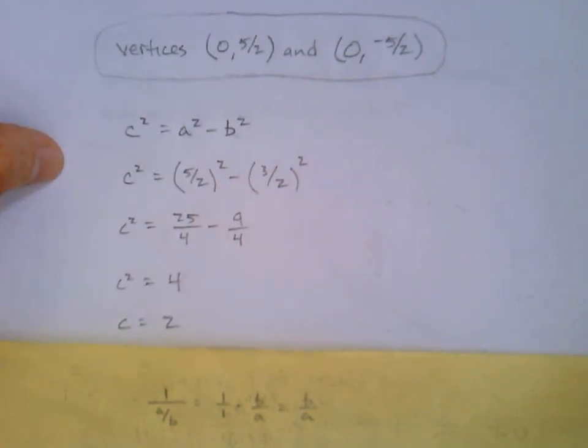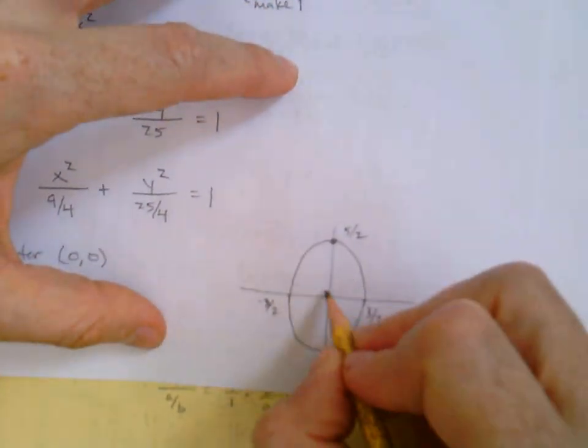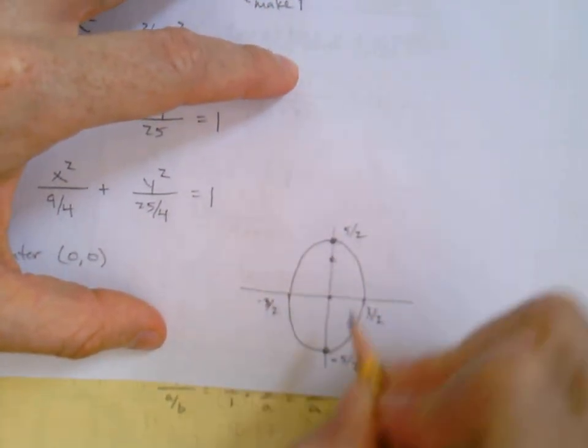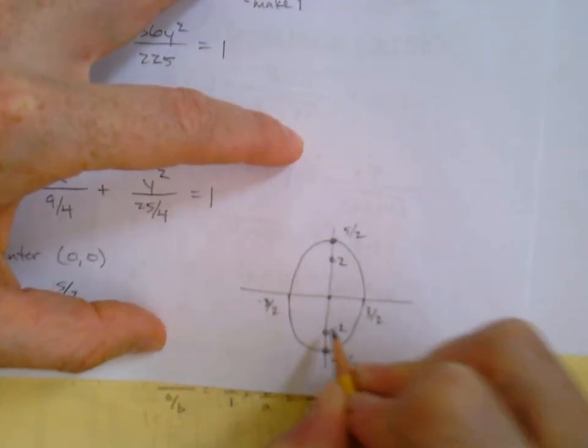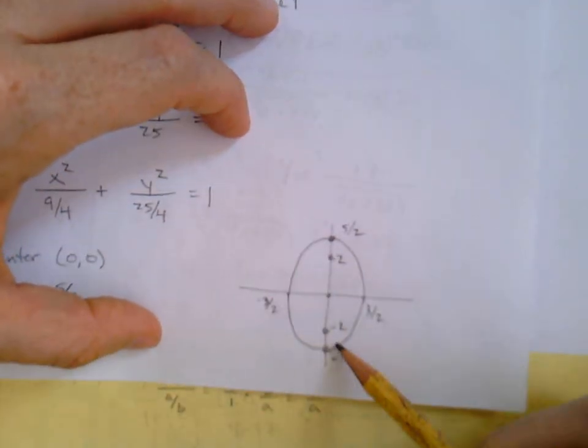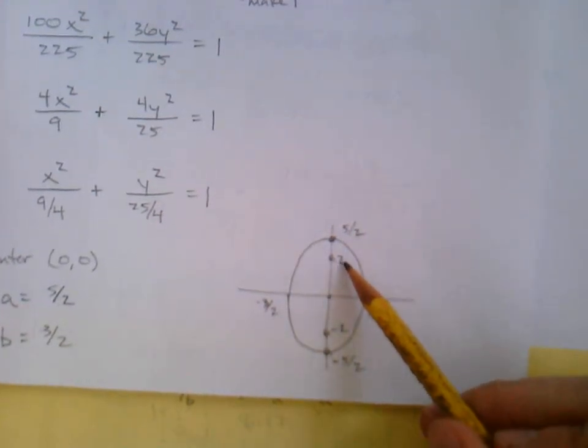If we go back to the drawing, c always goes in the same direction as a, so c up 2 and down 2. And so our foci are at 0, 2 and 0, negative 2.